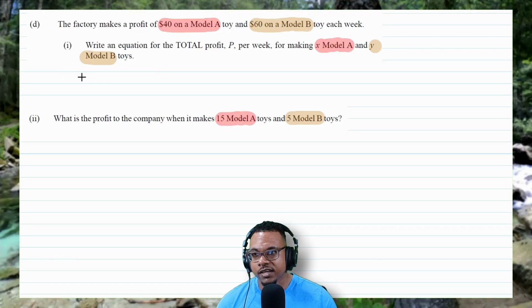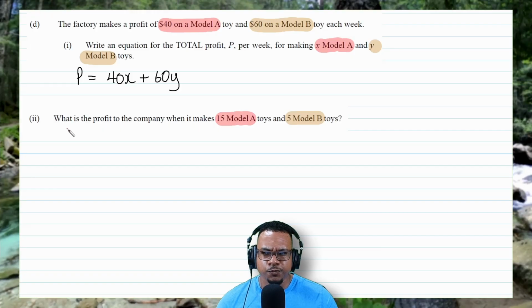Now if you add those two together, P is total profit, because it's telling you that the symbol for total profit is P. P is equal to the total profit for Model A, which is 40 times X, and the total profit for Model B, which would be 60 times Y.